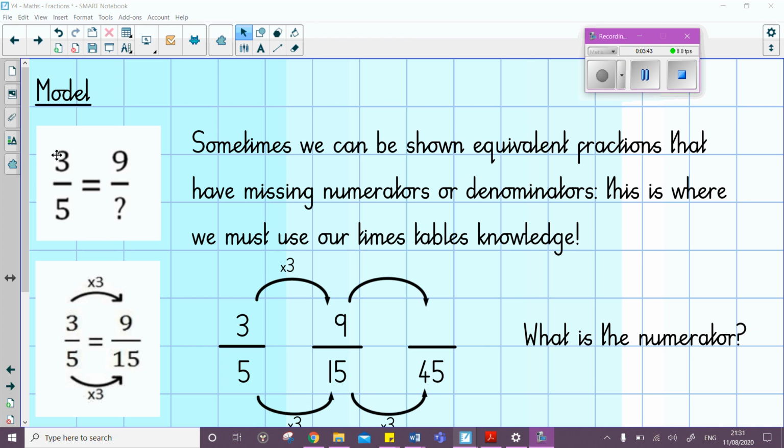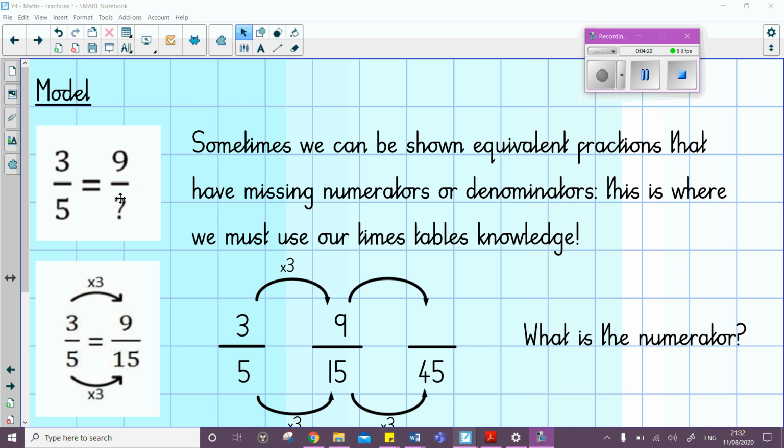Now, when I look at 3 here, this numerator, I need to consider what has happened to that 3 to reach 9. So if I were to count in my 3's, 3, 6, 9, 3 has been multiplied by 3. Now, there is always a rule with fractions. Whatever you do to the numerator, you must do to the denominator. So I multiplied 3 by 3 to reach 9. So I now must multiply 5 by 3. So let's count in 5s 3 times. 5, 10, 15.